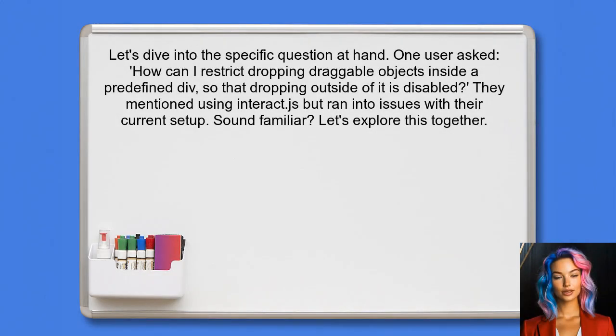Let's dive into the specific question at hand. One user asked, how can I restrict dropping draggable objects inside a predefined div so that dropping outside of it is disabled? They mentioned using interact.js, but ran into issues with their current setup. Sound familiar? Let's explore this together.